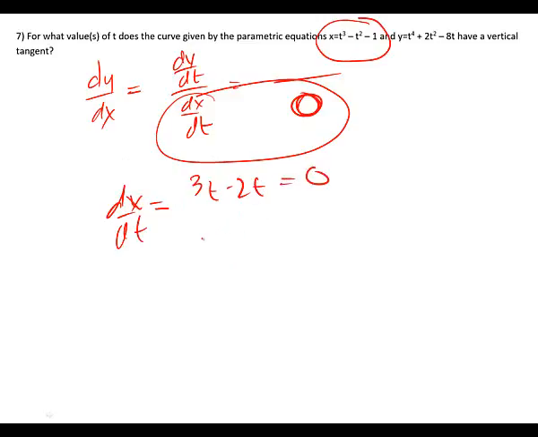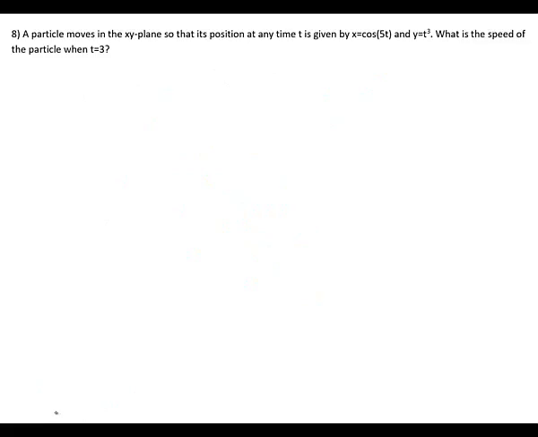What's your greatest common factor? T. What's left behind? Good. And then when I solve that, t equals what two things? 0 and 2/3. All right, what else? 8. Okay.